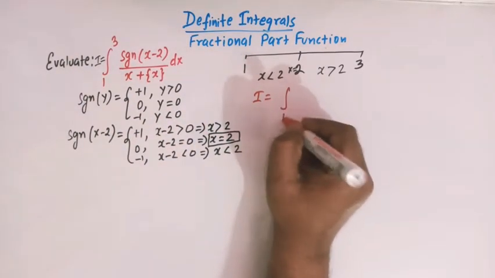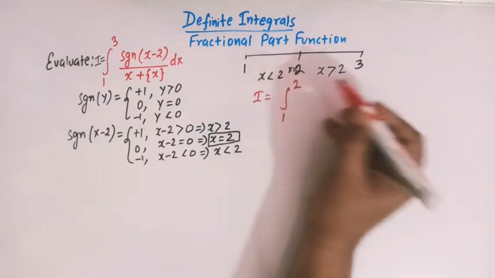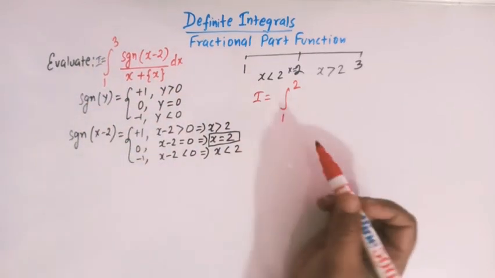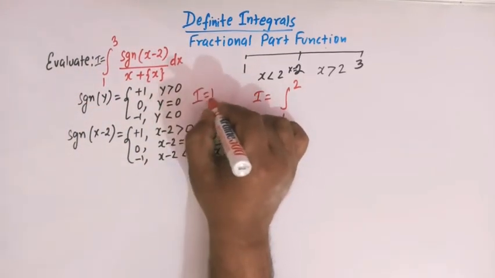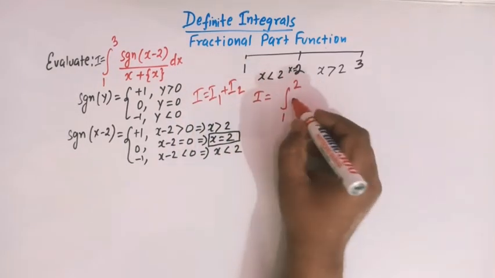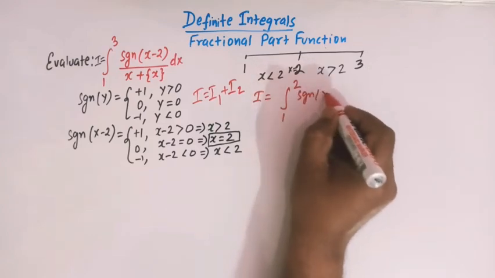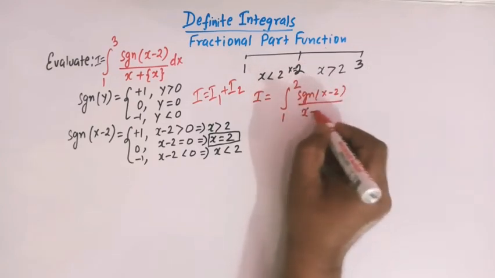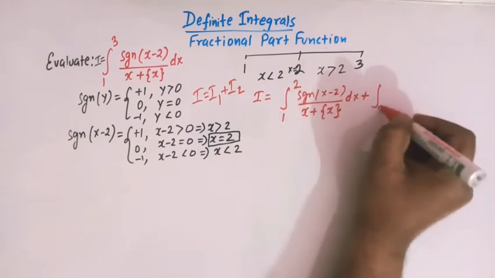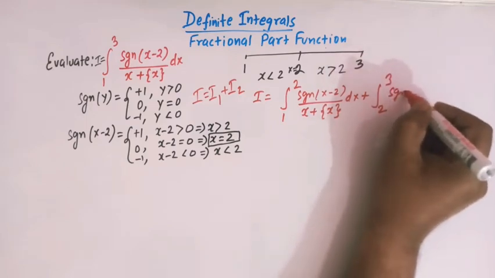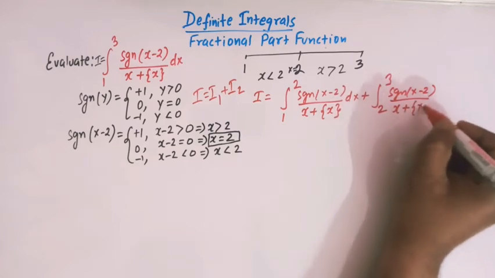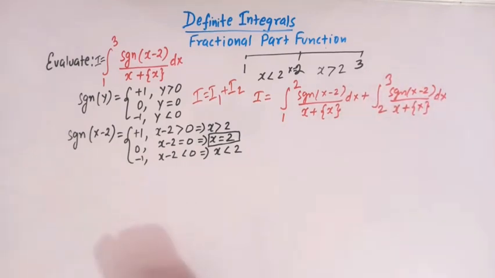Okay, so now making use of this definition of signum function, we can rewrite our integral I, because here we have to break this integral I as a sum of two integrals, that is I is I1 plus I2. So I1 varies from 1 to 2, and we have signum of x minus 2 over x plus fractional part of x dx, and here we have 2 to 3 and signum of x minus 2 over x plus fractional part of x dx.